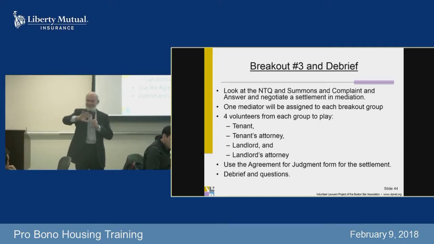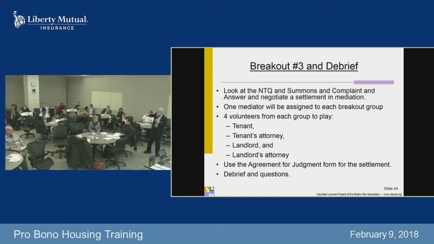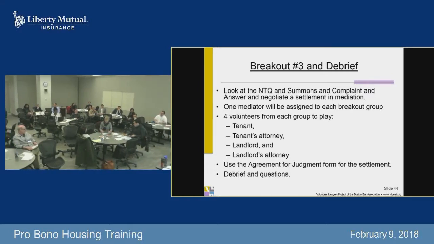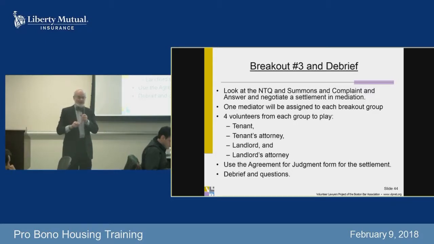Let me try this again. So tenants over here, these three tables and the back, and landlords, those three tables and these two in the front. And so hopefully you got the right paperwork for that. And so what we want you to do are a couple of things.